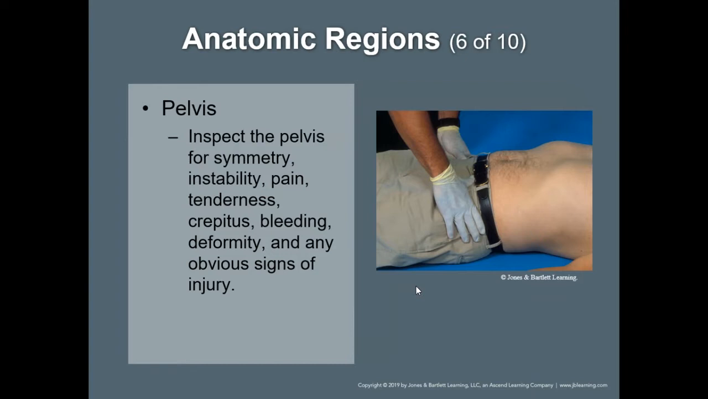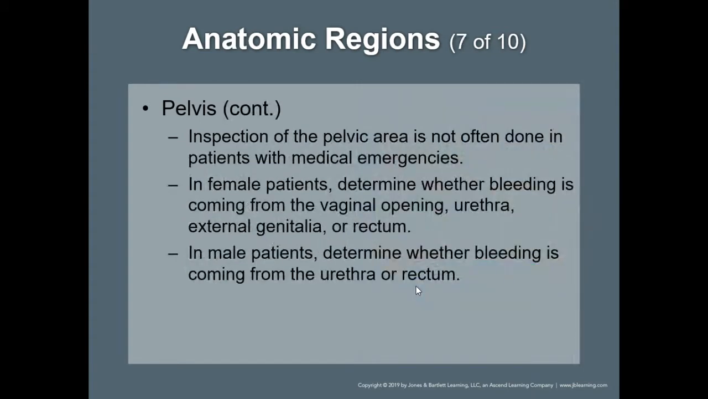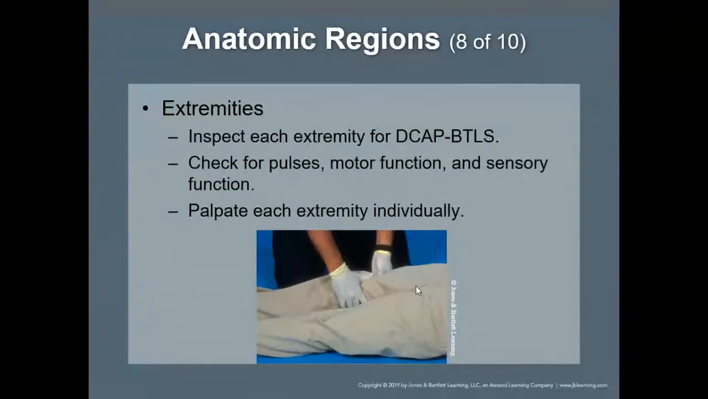For the pelvis, inspect the pelvis for symmetry, instability, pain, tenderness, crepitus, bleeding, deformity, and any obvious signs of injury. Inspection of the pelvic area is not often done in patients with medical emergencies. In female patients, determine whether bleeding is coming from the vaginal opening, urethra, external genitalia, or rectum. In male patients, determine whether bleeding is coming from the urethra or rectum.